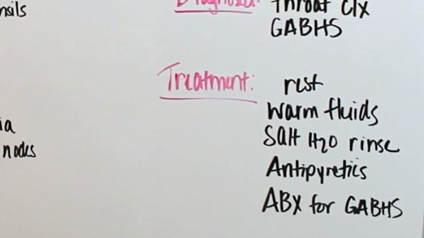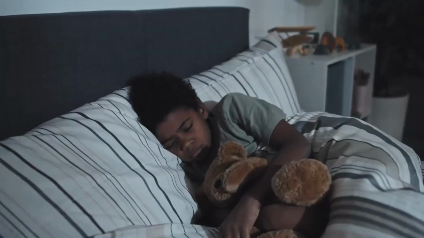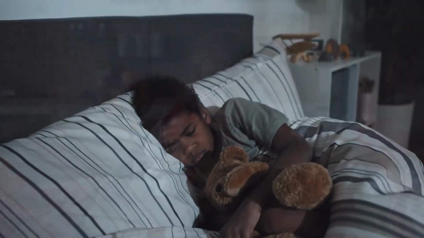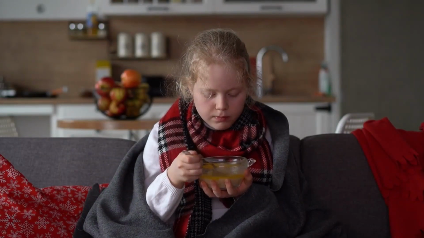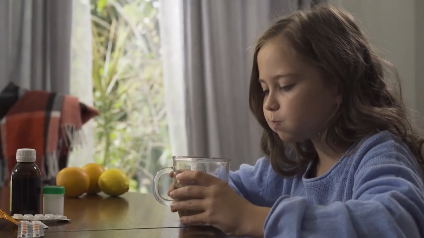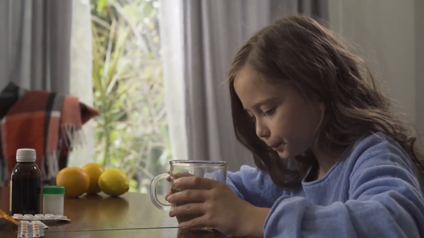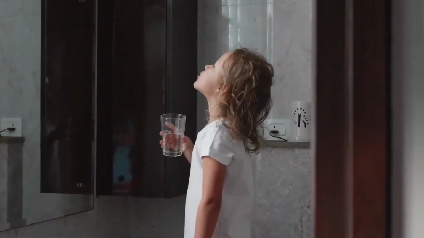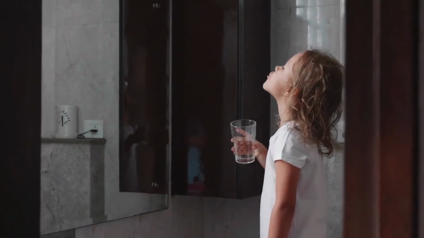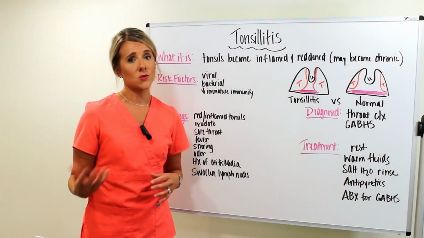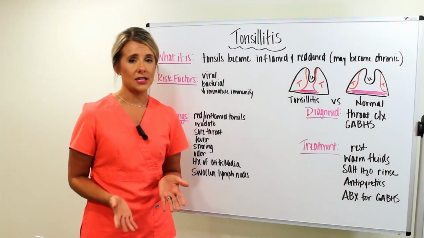Treatment for these kids with tonsillitis. Number one is rest. So lots of rest, lots of fluids to prevent dehydration. Warm fluids are helpful, things like broth or a warm cup of tea. With kids, if you're able to, a saltwater rinse or saltwater gargle is really helpful to decrease pain and promote comfort. Antipyretics are helpful in reducing fever as well as some pain management, so things like acetaminophen.